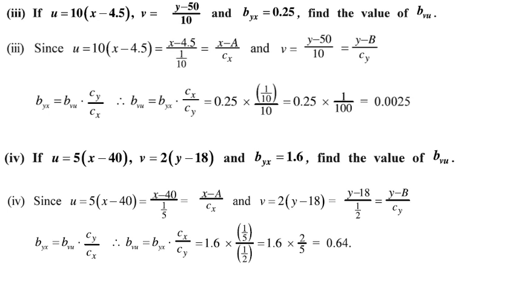What you need to remember is that whenever there is only addition or subtraction, you don't change the answer. But when there is a multiplication or division, you have to change your answer. And the formula which you are going to use for this is bvu is equal to byx into cx upon cy. This is the formula which you have to use for this particular solution.